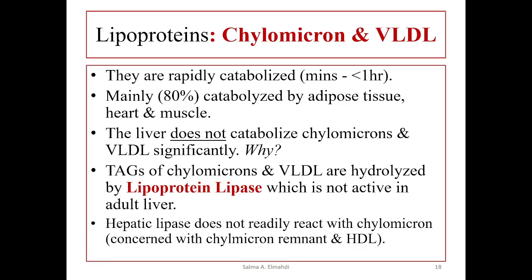Chylomicrons and VLDL are rapidly catabolized, in a minimum of minutes to up to less than 1 hour. The majority, up to 80%, will be catabolized by the adipose tissue, heart, and muscle. So these are the target tissues for chylomicrons and VLDL. The liver does not catabolize chylomicrons and VLDL significantly. Why? Because the enzyme lipoprotein lipase is needed and is not active in the liver. Lipoprotein lipase is needed for hydrolysis of the triacylglycerol content of both chylomicrons and VLDL.